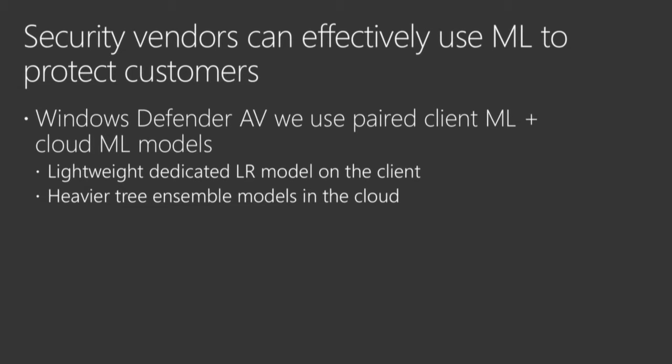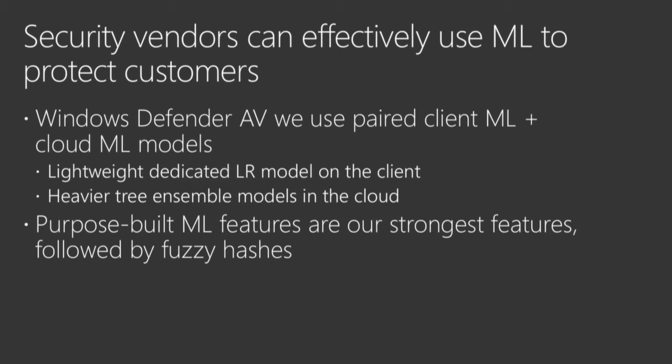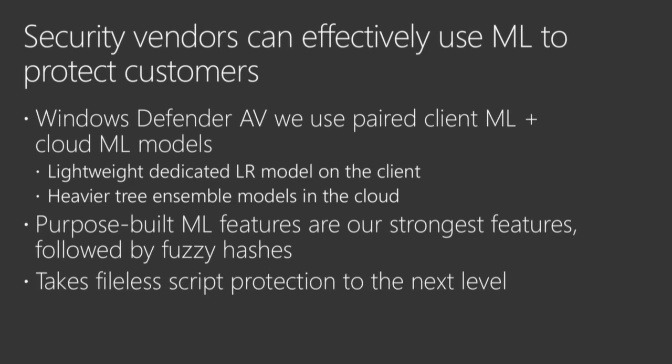At Windows Defender AV, we use paired client machine learning models, which are optimized for performance, paired with heavier cloud machine learning models. Our lightweight client models were logistic regression models. Our heavier ones in the cloud were tree ensembles. We found that our purpose-built ML feature vectors were among the most important features for the contribution, so it's really good to build purpose-built features to support these scenarios. This whole protection story takes script protection to the next level, especially in response to all the fileless attacks that we see out there.